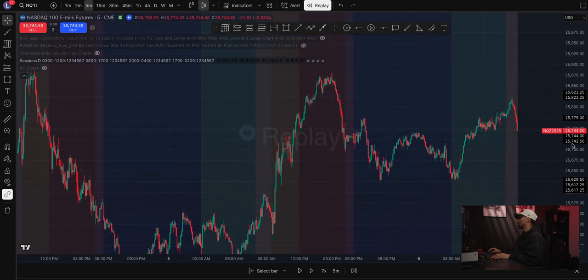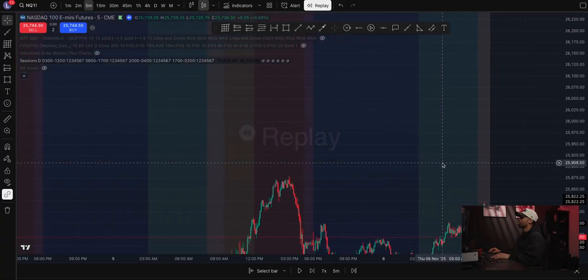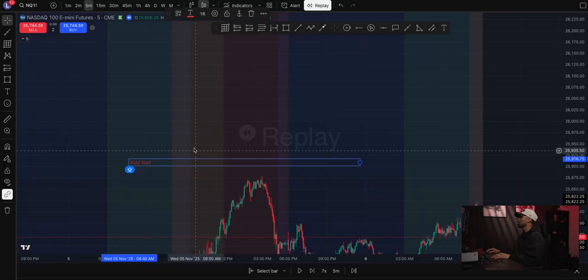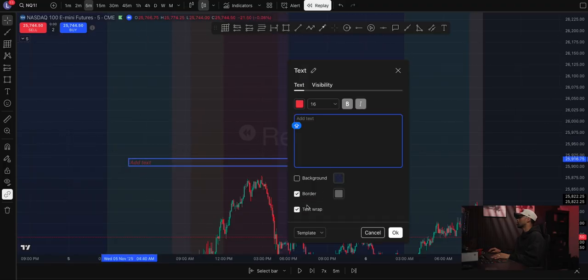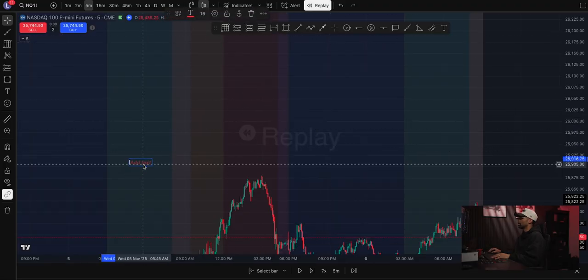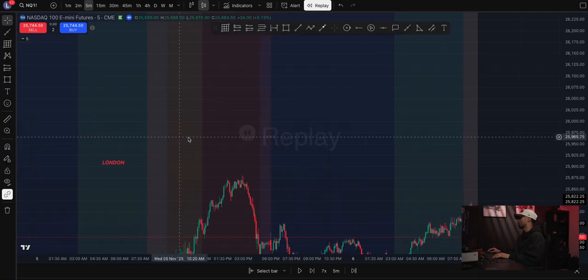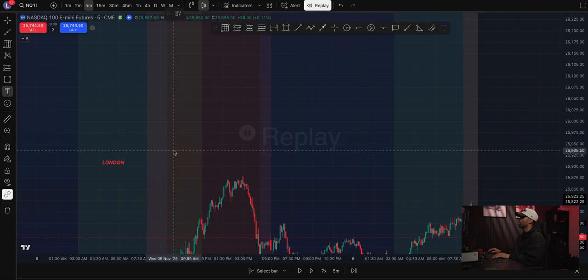Let's break this down for you guys. This green one right here is the London session, and I'll change these border settings since we don't need that. From 3 a.m. to 8 a.m., this middle gap can be considered part of the London session as well. But what we want to do is look for the crossover area, which is this brown area.